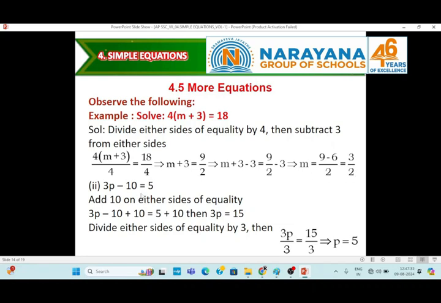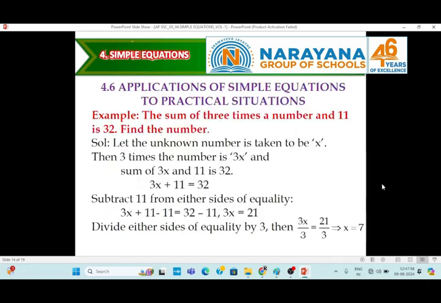So now 3p minus 10 is equal to 5. As it is subtracting from 3p, add 10 on either side of the equality. So minus 10 plus 10 getting cancelled. Then 3p is equal to 5 plus 10, then 3p is equal to 15. Now as 3 is a multiplier to p, divide either side of the equality sign by 3. Then 3 getting cancelled, 15 cancelling 3 5 times. So p is equal to 5.